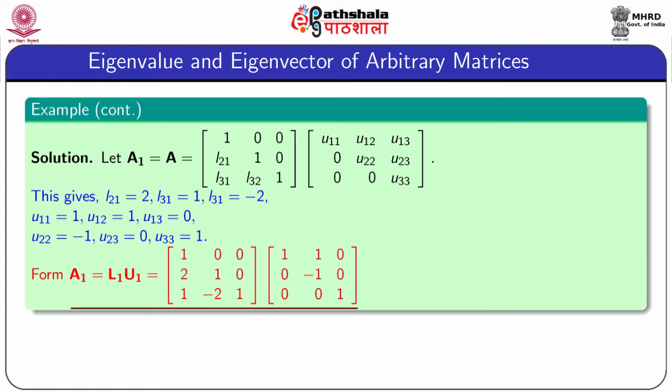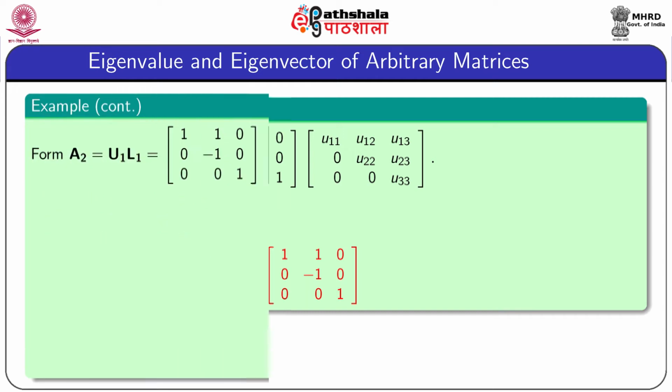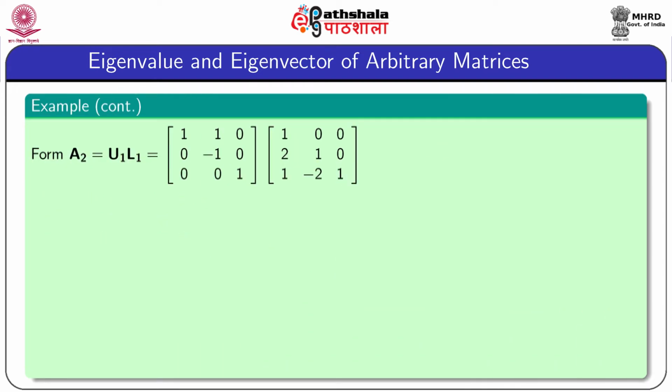Now, we form the matrix A1 equal to L1 into U1, where the first matrix is the lower triangular matrix and the second one is the upper triangular matrix. So, from this matrix we construct another matrix A2, which is equal to U1 into L1, and after multiplication of U1 and L1 we obtain this matrix.